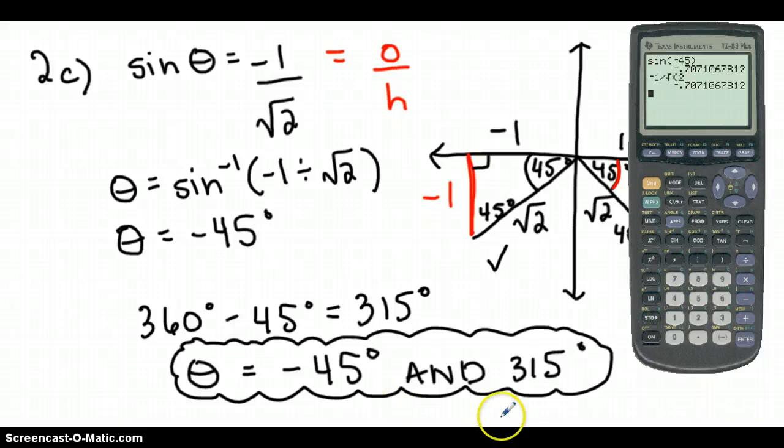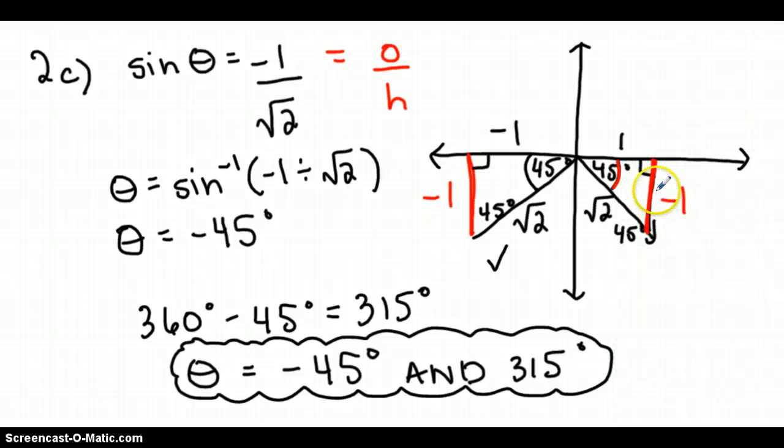Okay, so now we're going to try sin of 315. And sine of 315 is also negative 0.7. So that's how you find the second value, your other angle that's needed for the assignment. Again, if you need some extra help, make sure that you message me. This is not an easy thing to learn on your own.